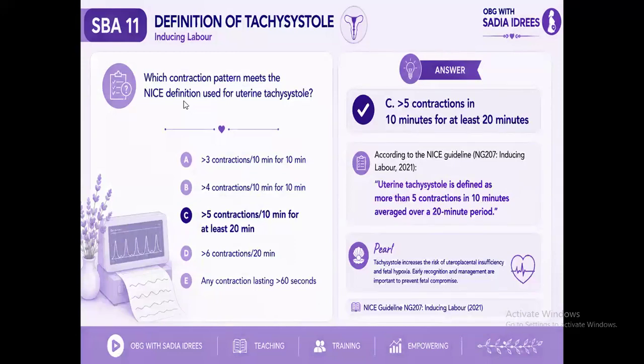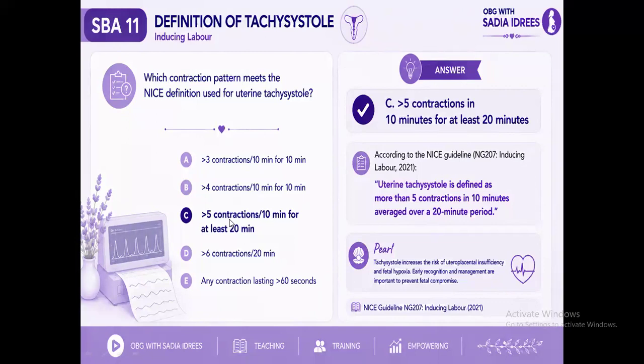Okay. Now I warned you that some numbers were coming. Question 11, which contraction pattern meets the NICE definition used for uterine tachysystole? Option A, 3 contractions per 10 minutes for 10 minutes, more than 4 contractions per 10 minutes for 10 minutes, or more than 5 contractions per 10 minutes for at least 20 minutes, and more than 6 contractions for 20 minutes, or any contraction lasting more than 60 minutes. Correct answer is more than 5 contractions per 10 minutes for at least a 20-minute period. This is worth memorizing exactly.